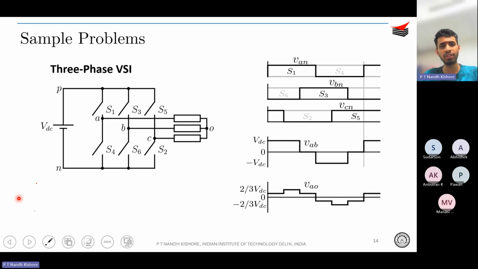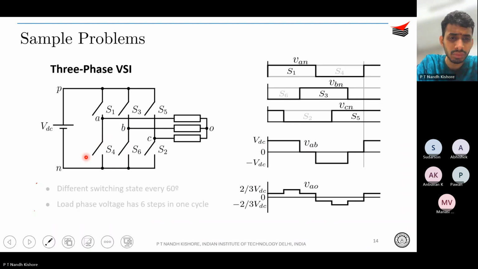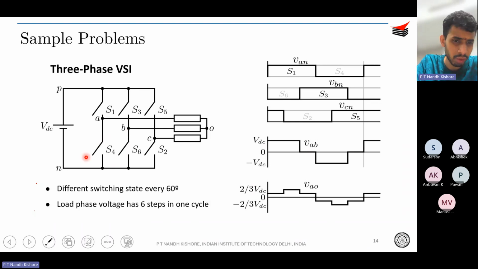Just follow the simple logic that S1, S3, S5 are the three phases in a full bridge. Each of the switchings are phase shifted by 120 degrees, right? S3 turns on after 120, S5 turns on after 240. So S4, S6, S2 are exact complementary of each other, right? So from this, you can always get your pole voltages, VA naught, VB naught, VC naught. And subtracting any two, you will get the line voltage, that is VAB or VBC or VCA. Okay, correct. So load phase voltage has 6 steps in one cycle.